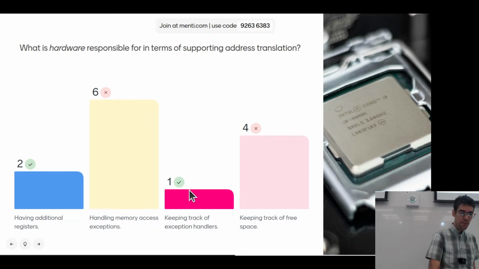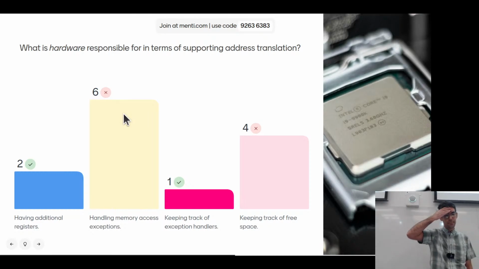So again, these are syntactically very similar responses, but they semantically mean different things in terms of what's actually happening. Is that okay with everybody? Okay.